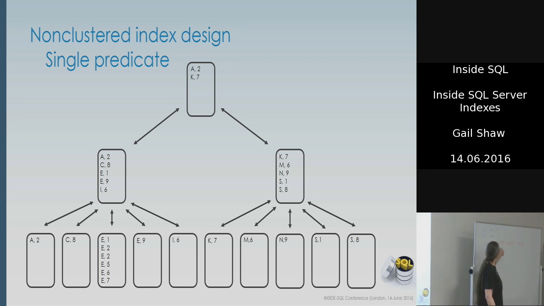Maybe I have a lot of things that do an equality search on C1. In that case I'm going to put C1 first because I want to support as many queries as I can with as few indexes. I don't like index bloat.